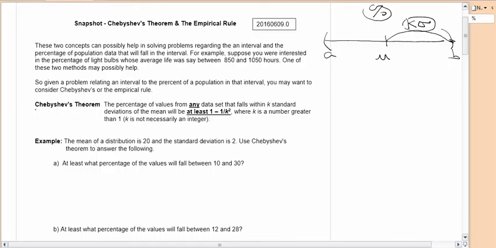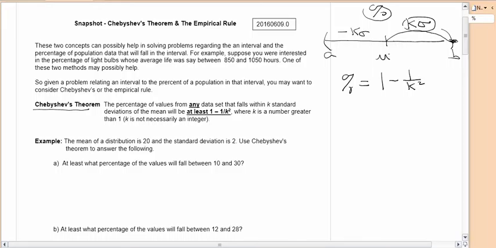So the first theorem is Chebyshev's theorem, and it says that the percentage of values for any data set that falls within k standard deviations of the mean will be at least 1 minus 1 over k squared. That is, Chebyshev's relates the percentage to this formula right here, 1 minus 1 over k squared, and k has to be greater than 1. But what is k? K is the number of standard deviations you are from the mean. That is an endpoint, okay? So here's one of the endpoints, and the other endpoint would be minus k sigma from the mean. So that's what we're going to be working with.